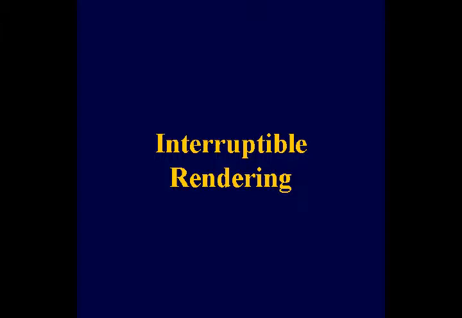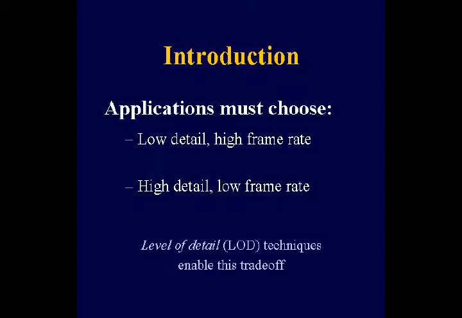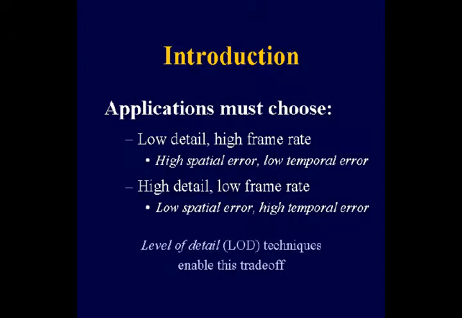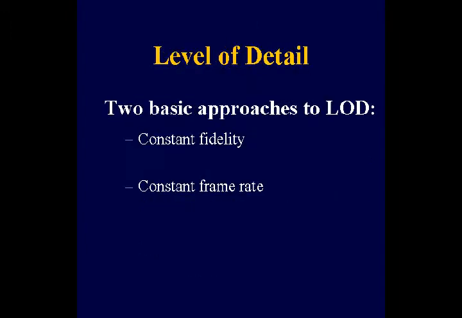We present interruptible rendering, a novel temporal sampling scheme for interactive rendering. Interactive computer graphics applications must often trade off fidelity for performance using level of detail techniques. We consider this trade-off in terms of spatial error, or how coarse the image is, and temporal error, or how late the image is. Previous level of detail systems have chosen either to seek a constant level of fidelity or a constant frame rate.